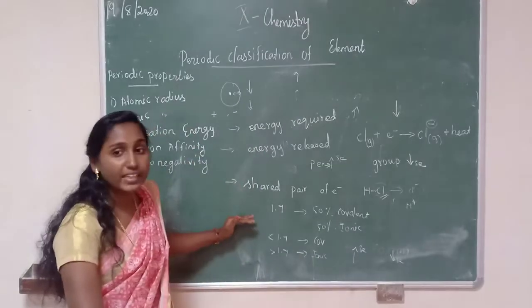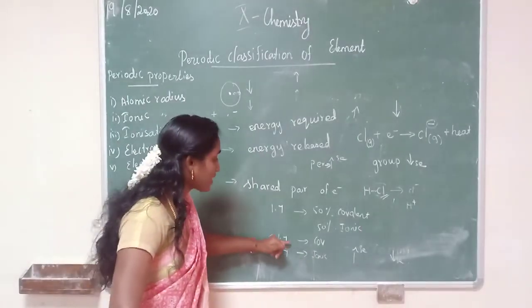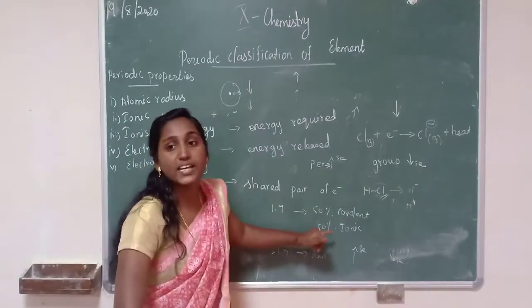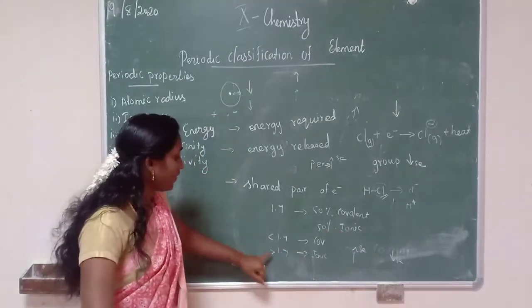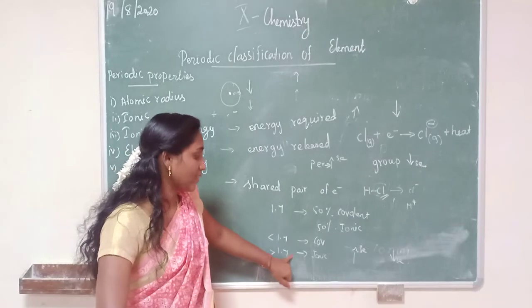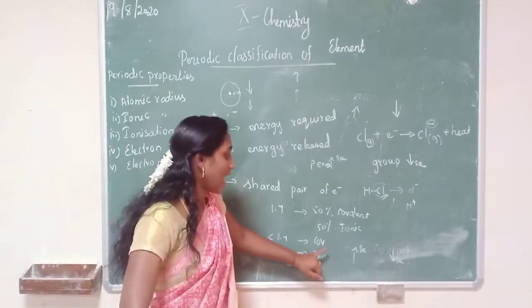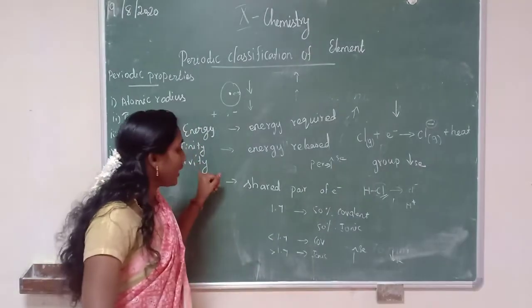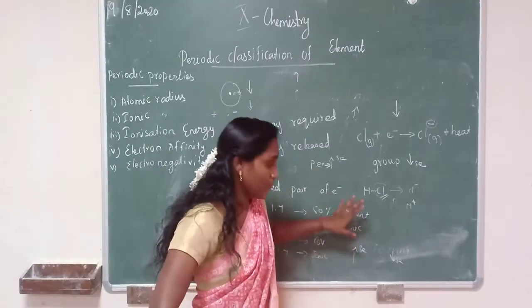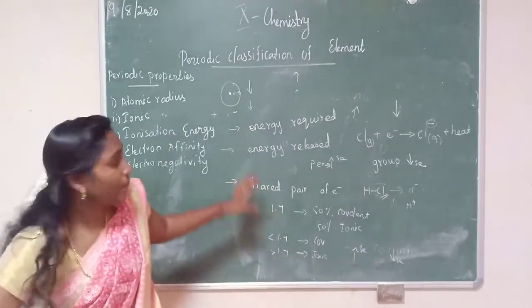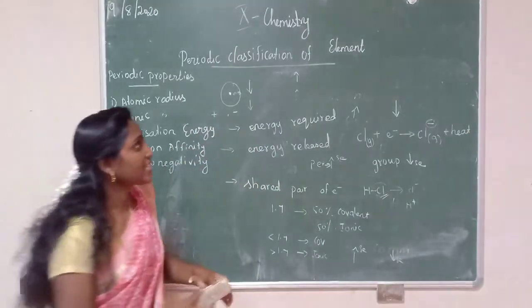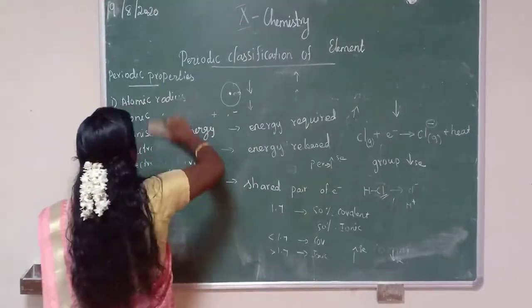If the electronegativity difference is less than 1.7, the bond must be considered as covalent in nature. If it is greater than 1.7, the bond must be considered as ionic in character. In electronegativity, across the periods it increases, and down the groups it decreases. Have you understood the periodic properties? Next I am going to teach metallurgy.